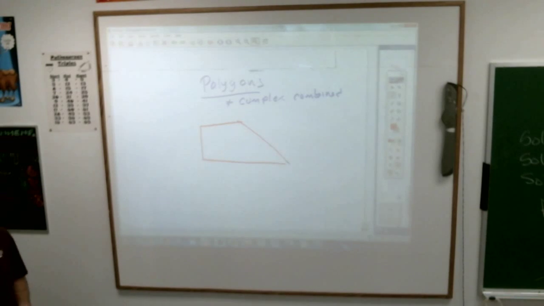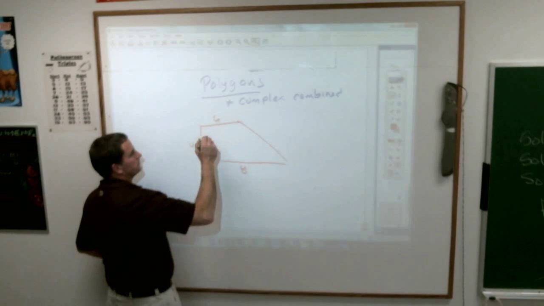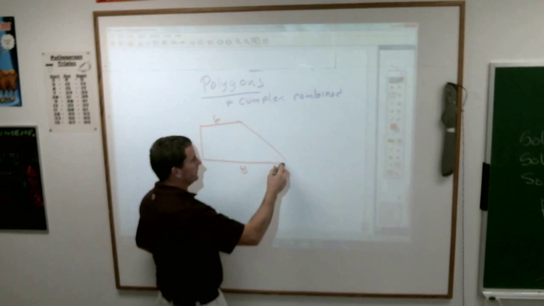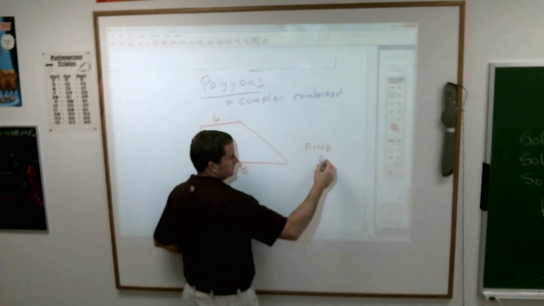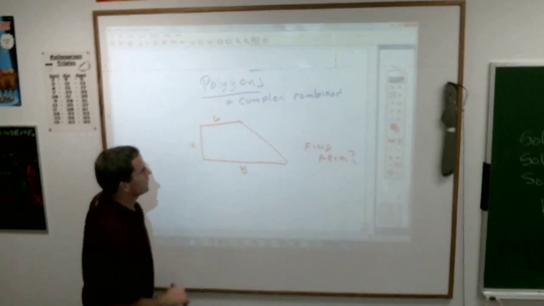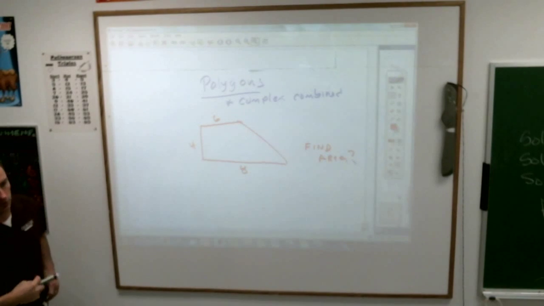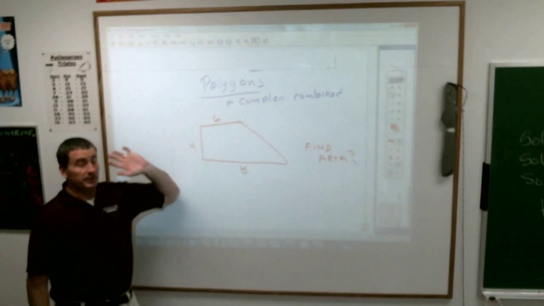Which is 8, 4, and 6. And you're asked to find the area. What does one think you have to do there? Because we don't have, we do actually, but we haven't been given it.